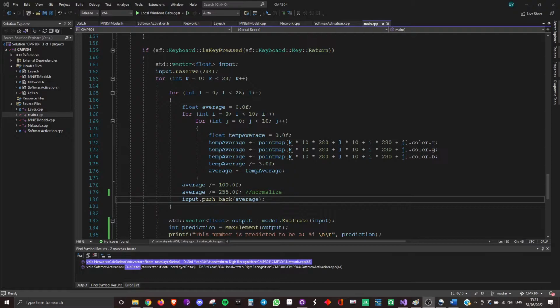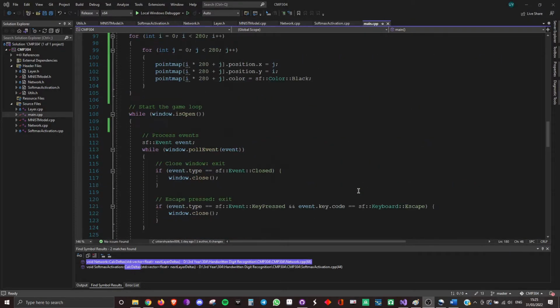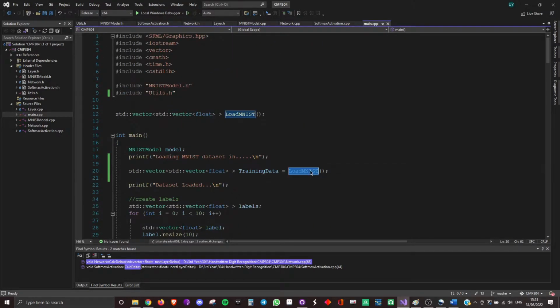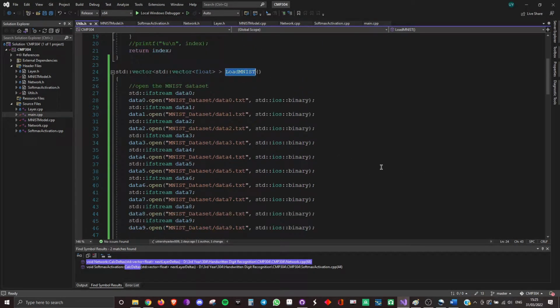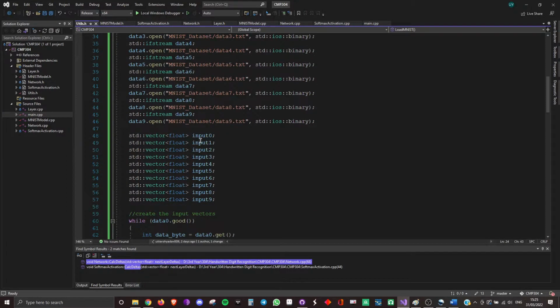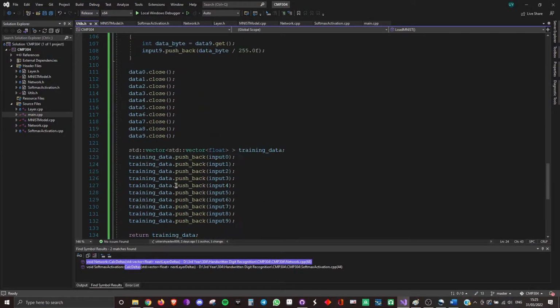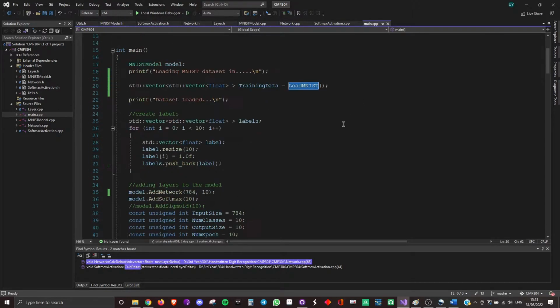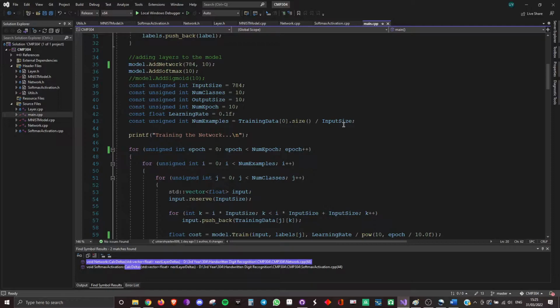Anyways, now I'm going to try to explain how this entire thing works. The first function you see is the load MNIST function. It loads the chunks of data, the MNIST data set that was divided into 10 chunks. It loads each of them into a vector of floats, and those vectors of floats are then pushed into a vector called training data. This data is then used for training the neural network.